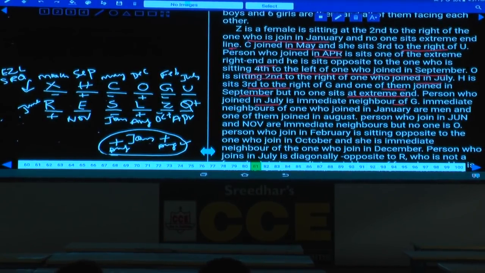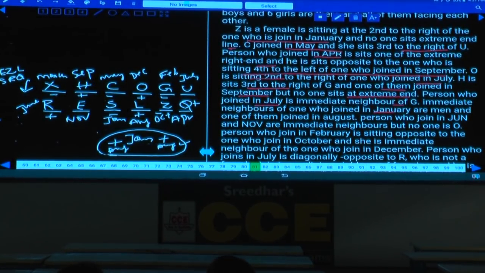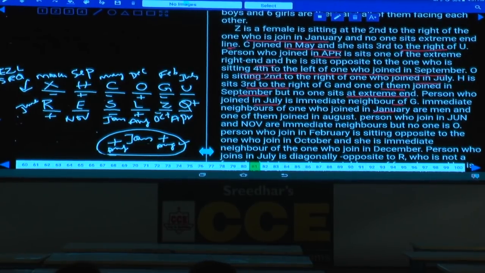Immediate neighbors of the one who joined in Jan are men, and this E and L are men. If E and L are men, how many men do we have? 4, 5 and 6 men were there. With 6 men, this U must be a female.